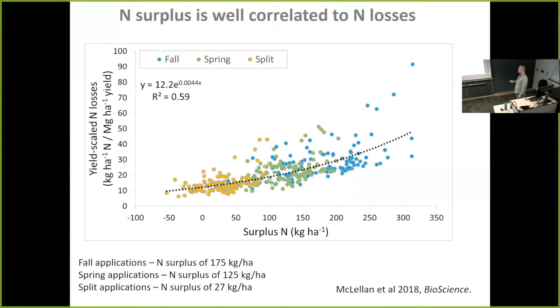We found a nice relationship between N surplus and yield-scaled N losses for our Midwest locations. We also found that fall application, here in blue, has a mean N surplus value of 175 kilograms per hectare. If you shift your application to the spring, the green here, you immediately reduce it quite substantially to 125 kilograms per hectare. And if you shift it further into the season, you can have a mean value of close to 30 kilograms per hectare. So there's a lot of improvement that can be done by shifting the timing of your management into in-season.